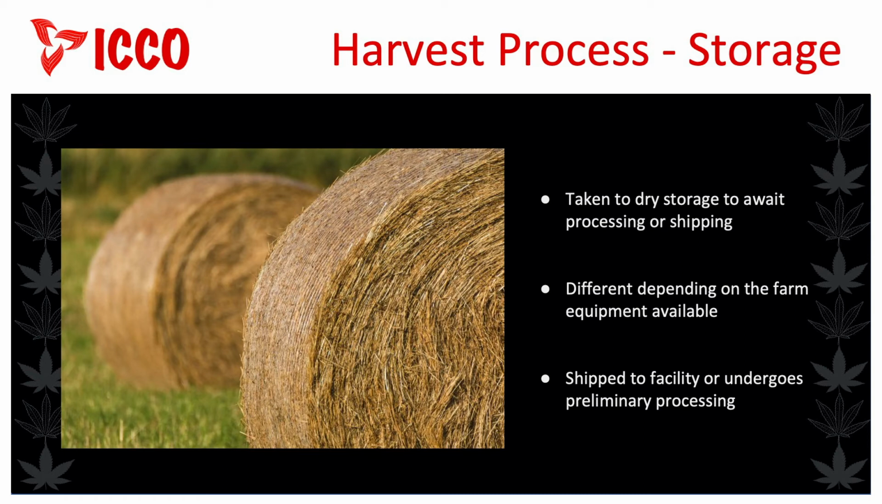Whether or not the fiber is retted, it will have to be baled. The baled fiber is taken to a dry storage where it will await shipping. The storage methods will be different depending on the farm and the equipment available to that farm. The fiber bales can be shipped to a processing facility, or they can undergo preliminary processing first, called decortication.